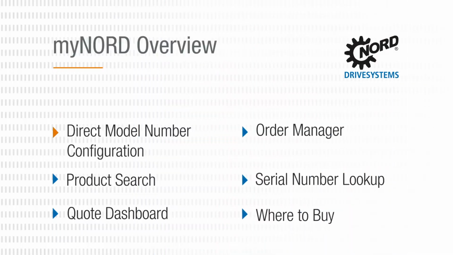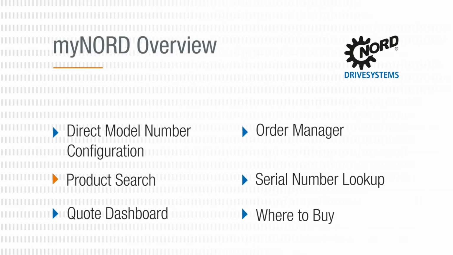We just finished looking at the direct model number configuration, where you can now easily configure NORD units, download CAD drawings, and get technical data sheets. Next, we are going to look at the product search tool. In this section, you will learn how to use the product search to locate a NORD unit to fit your application requirements.